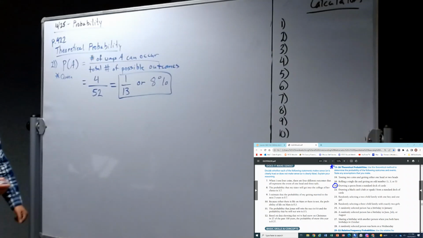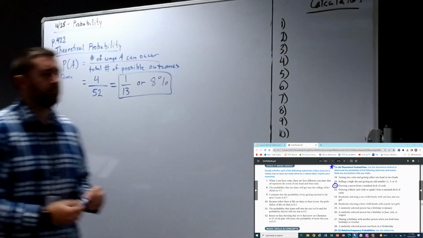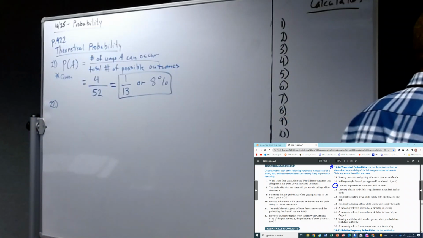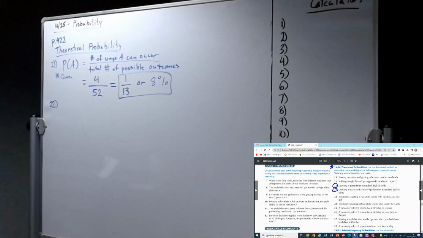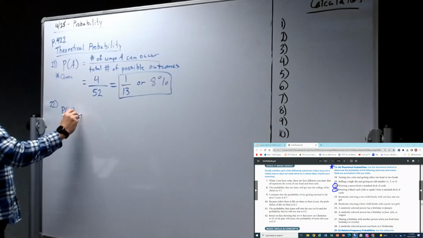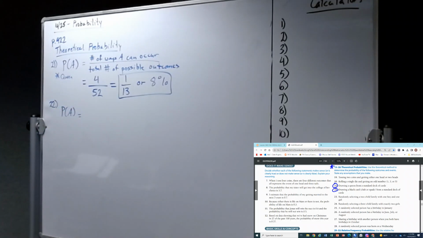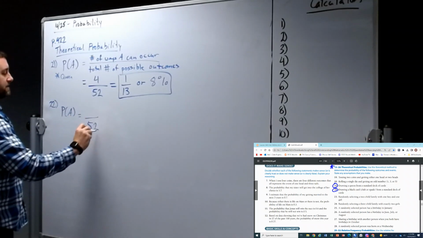All right. Let's look at 22. We'll do 22 next. So 22 says what's the theoretical probability of drawing a black card, meaning a club or a spade, from a standard deck of cards. All right, so now that we know the theoretical probability formula, and we're still in a standard deck of cards, so the total number of possible outcomes is still going to be 52.